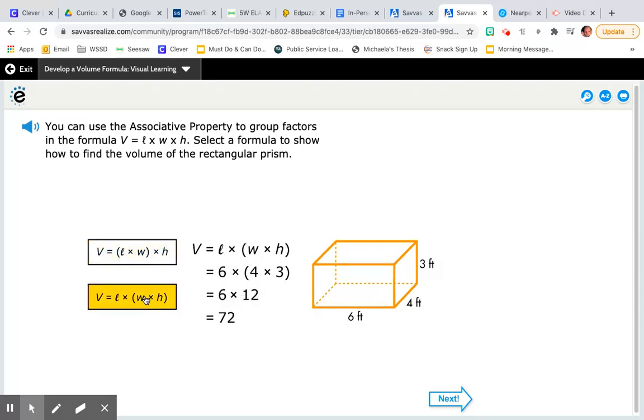Or I can move them around. It really doesn't matter. I could do the height and the width first. I could do 3 times 4 and get 12, multiply that by 6 and get 72. So because they are multiplication, I can use the associative property and the commutative property to move these numbers around, and I just need to make sure I have 3 numbers, length, width, height, and I multiply them all together.